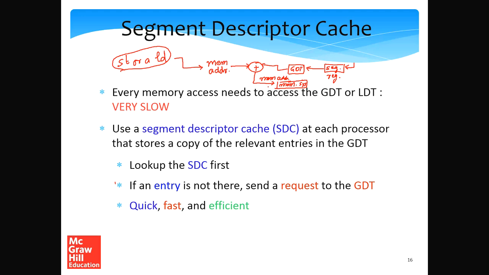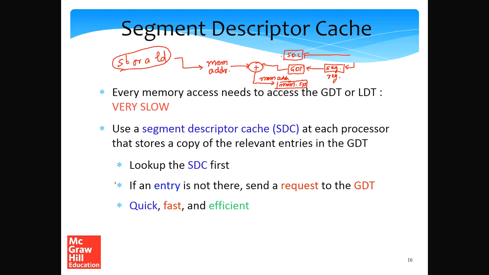So does it mean that for every memory access we need to access the GDT or LDT? That would make things very slow. So let us instead have the same mechanism but try to speed it up. Let's use a segment descriptor cache, an SDC, at each processor that stores a copy of the relevant entries in the GDT, which is, in my opinion, our opinion, everybody's opinion, a much faster route. So what we do is that we define a shortcut, a segment descriptor cache.